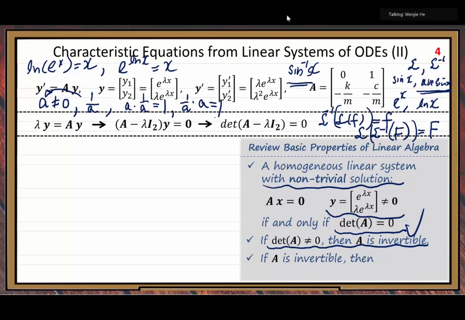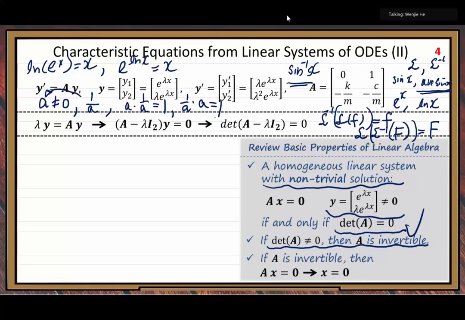Here, there is a linear algebra result. If A is invertible, if you know A is invertible, then A times x equals 0 implies that A equals 0.